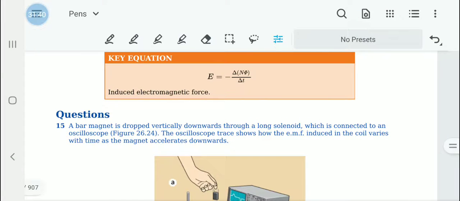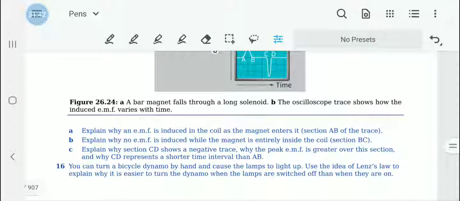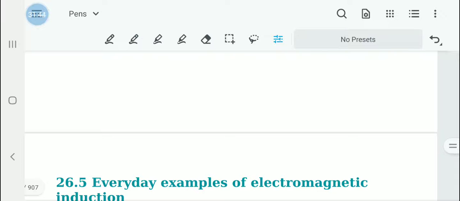If you have understood, please do question number 15 and 16. In the next video, we will go to the last part of this lesson.